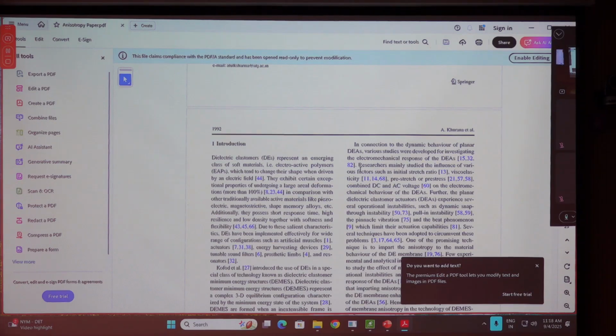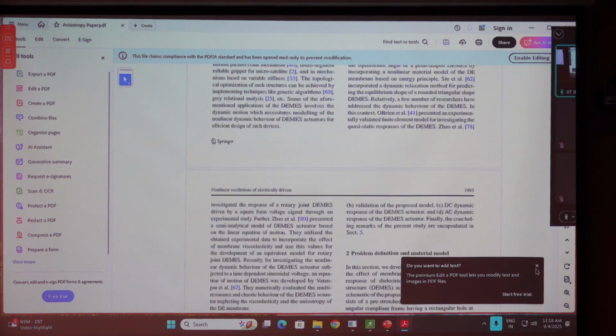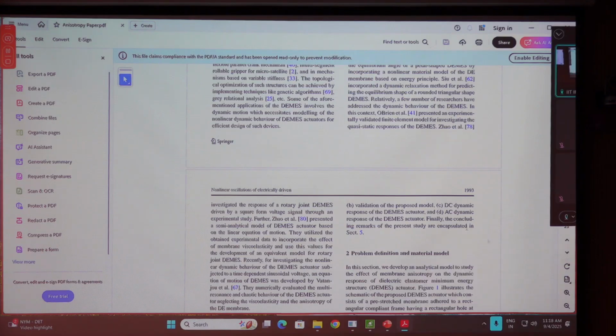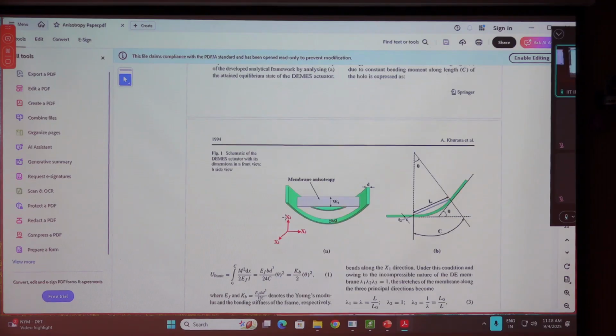I will not go step by step, but give a crude overview of how we have developed the final model. Initially, we have this DMS actuator. It consists of fibers in direction 1. We are considering a transversely isotropic case. Transversely isotropic means that in the transverse direction the isotropy is there, so only the fiber is in the x1 direction and in the other directions the property remains the same.